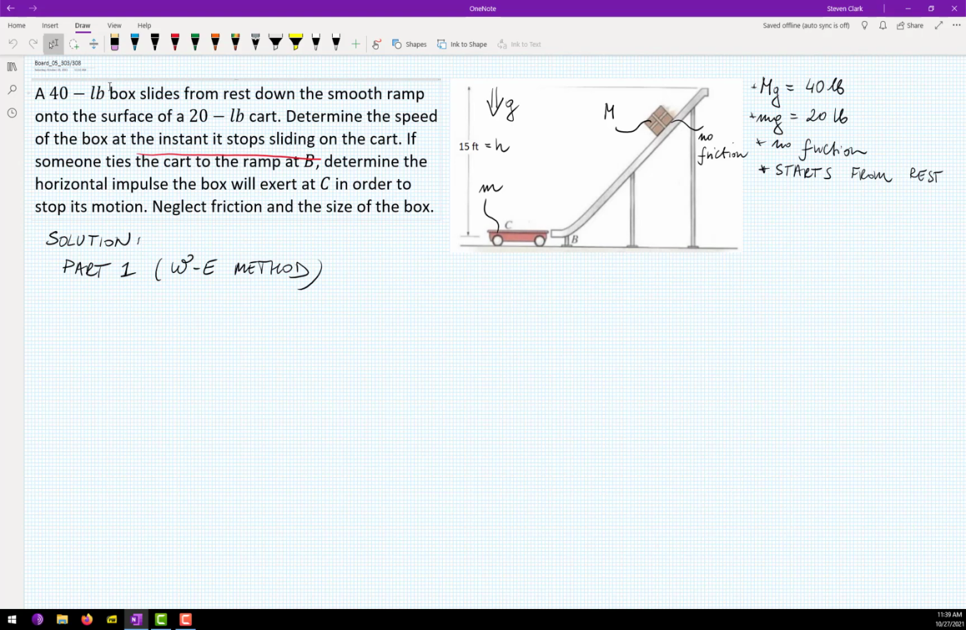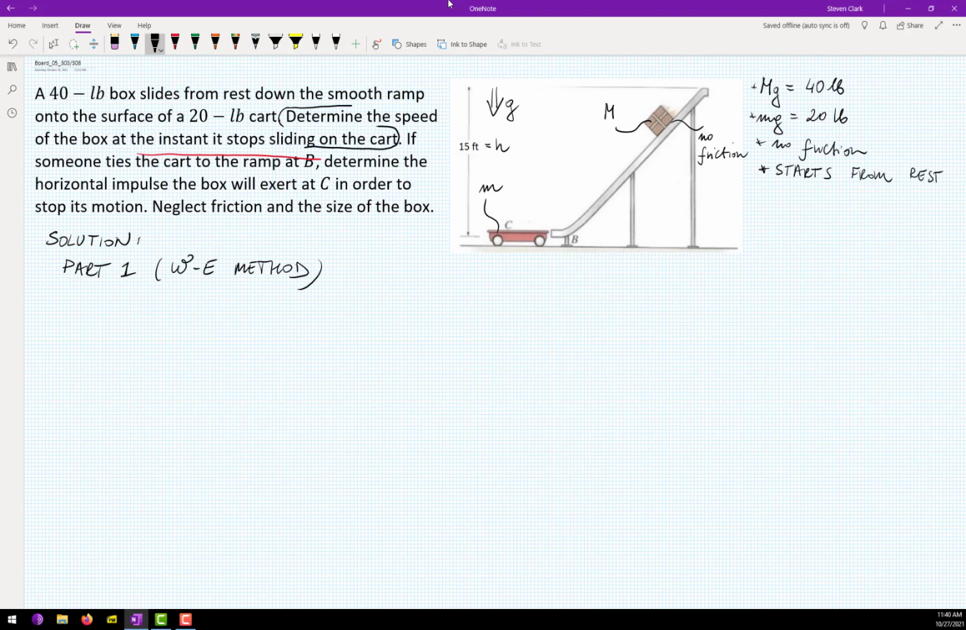All right. So what do we have in here? We have again two bodies, okay? Big body of mass uppercase M and small body of mass lowercase m. There is no friction in the system, and system starts from rest. They ask us to determine the speed of the box at the instant it stops sliding on the cart. We will get there, okay?